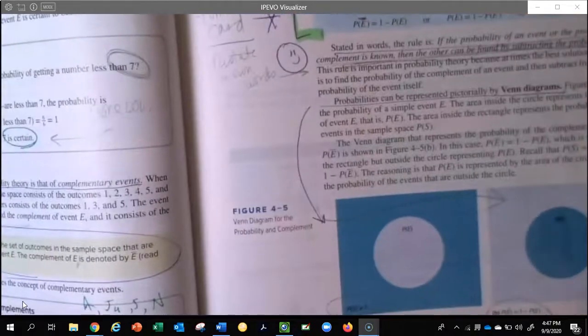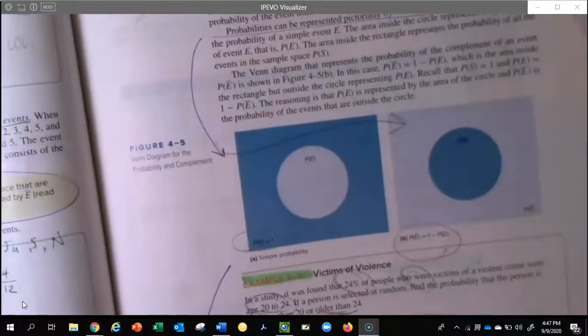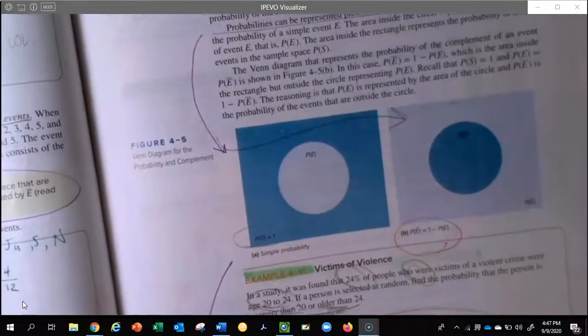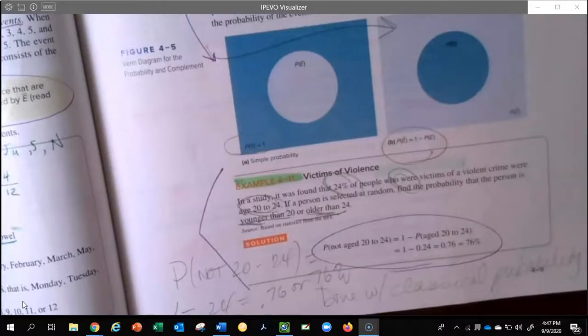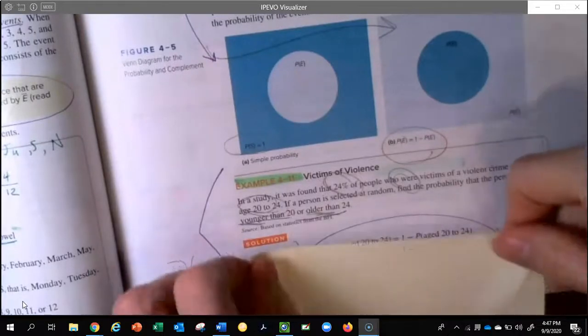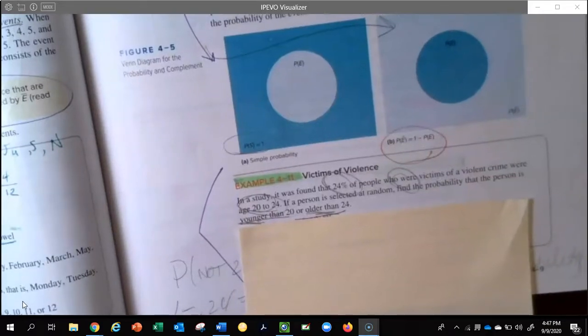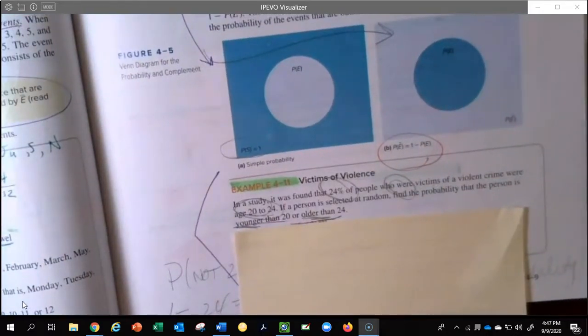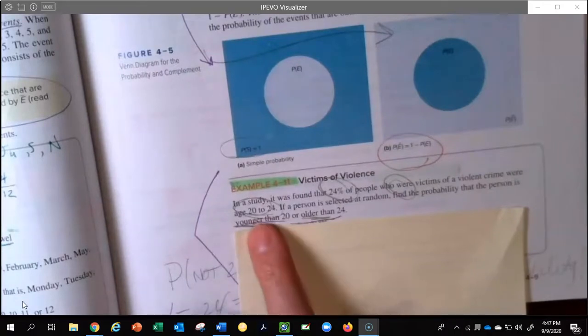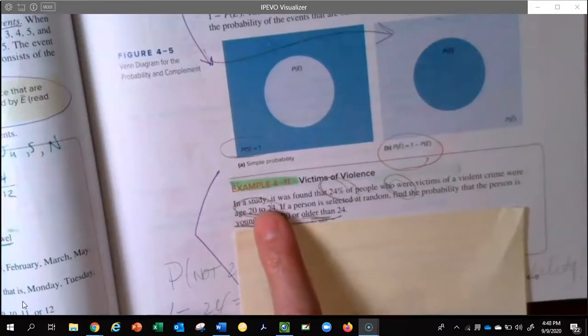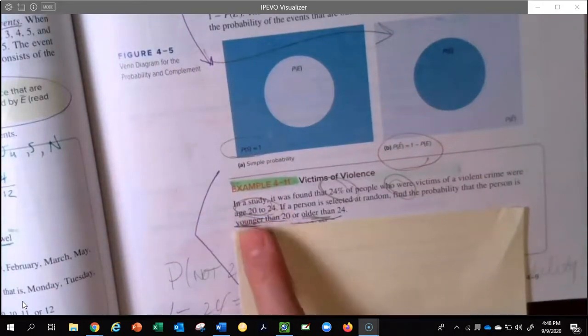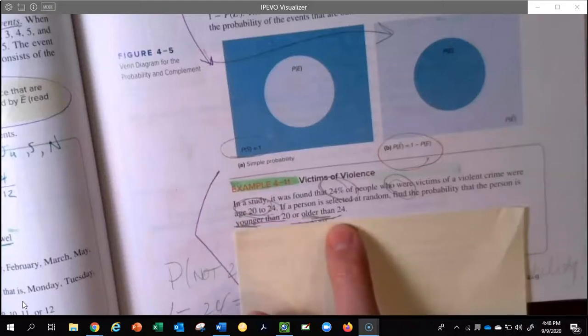So I'm going to hope that I do better on this piece of the homework. And on this piece of the homework, I'm at the bottom of 201. At the bottom of 201, it says, in a study, it found that 24% of people who were victims of a violent crime were ages 20 to 24. If a person is selected at random, find the probability that the person is either younger than 20, in other words, the number we just got from 20 to 24. So who's not this? Younger than 20 and older than 24.